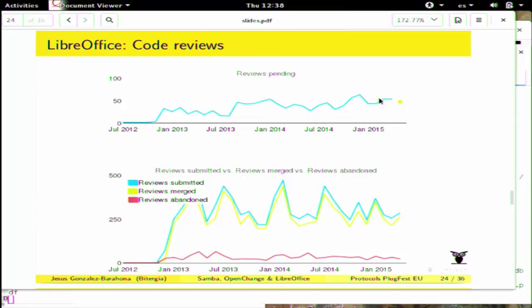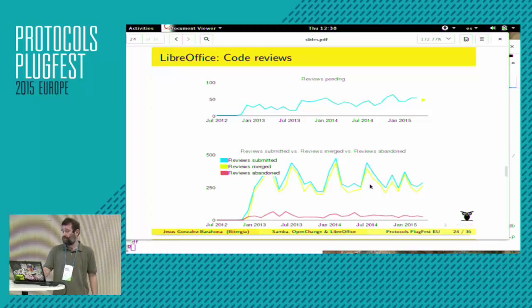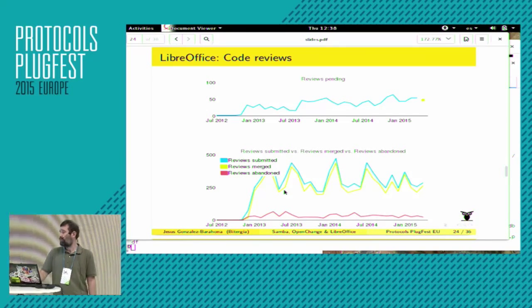And this is what's happening with the reviews. So red is reviews abandoned, that means they were not accepted. And here you have submitted and merged. And you can see how the lines follow very closely the others. That usually means that the project is responding with a reasonable velocity to pull requests or code review requests. And they decide quickly whether they are merged or abandoned. And the ratio of abandoned is relatively small compared with other projects.